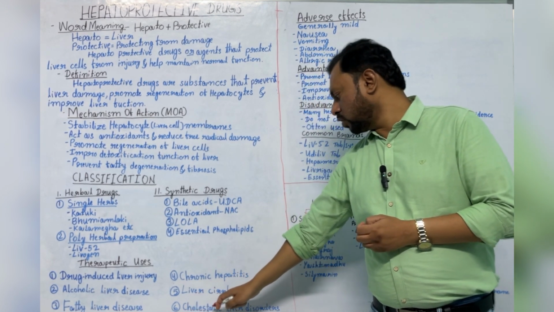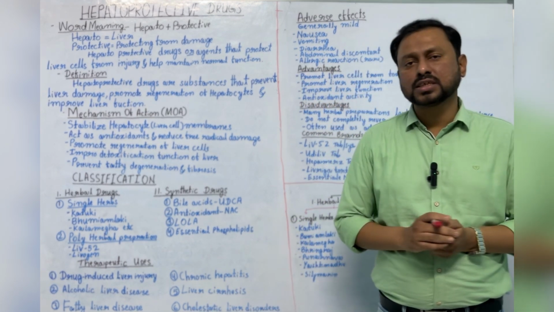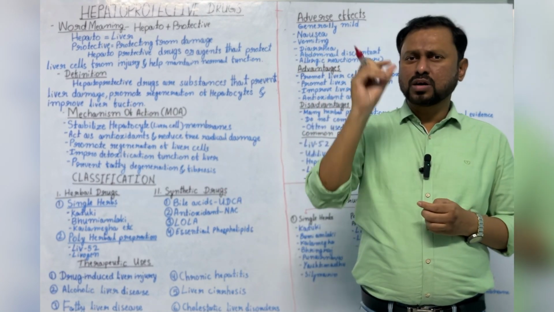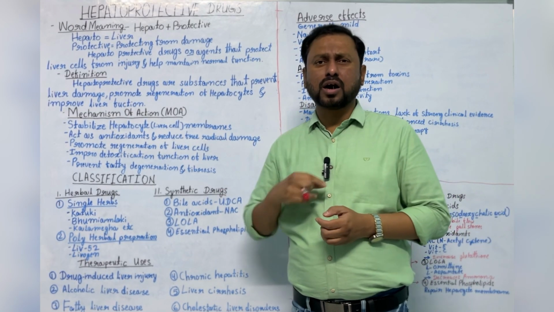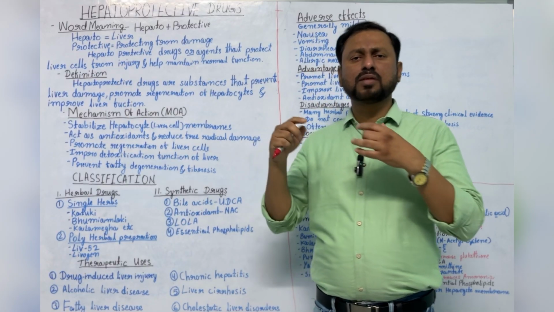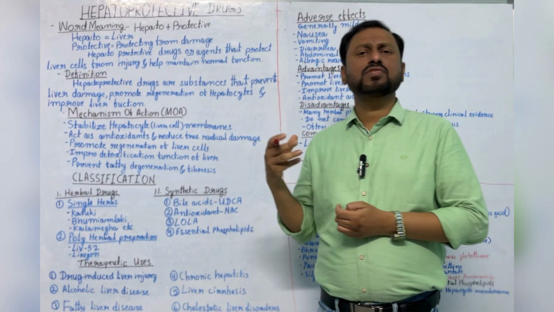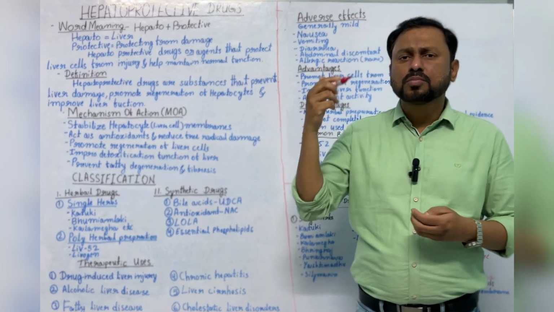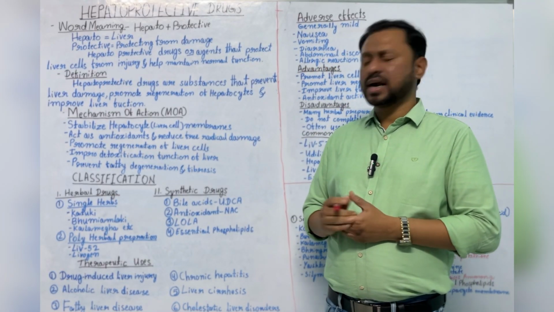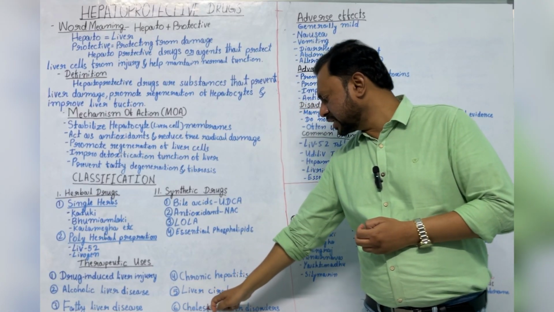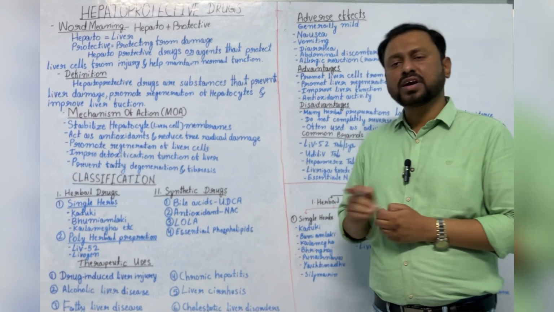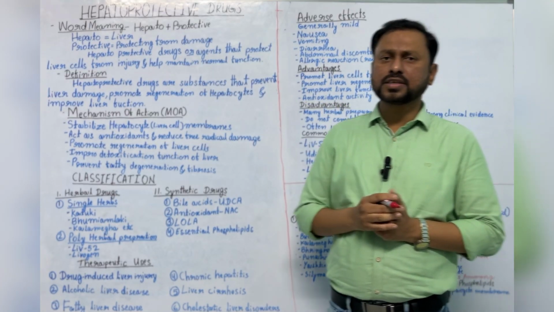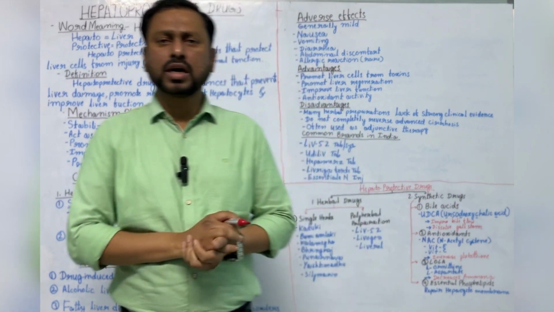Next one is cholestatic liver disease. What happens here? The bile is obstructed, and due to that, the excess bile comes into the blood and circulates throughout the body. Due to that, the patient suffers from jaundice. Jaundice also comes under the condition of cholestatic liver disease. In those cases, including jaundice, we use hepatoprotective drugs. This is about the indications.